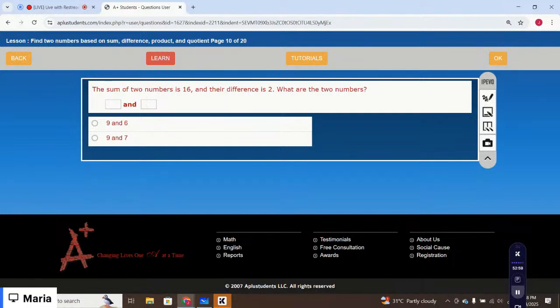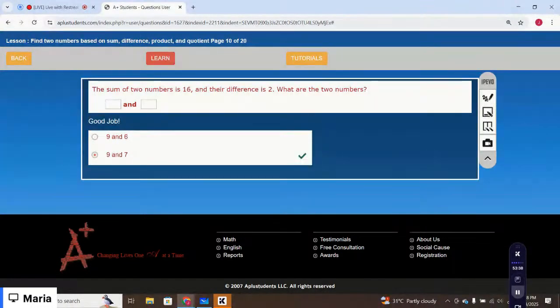The sum of the two numbers is 16 and their difference is 2. What are the two numbers? Option number 2 is the correct option. 9 and 7 have the sum 16 and their difference is 2. Option number 2 is the correct option.